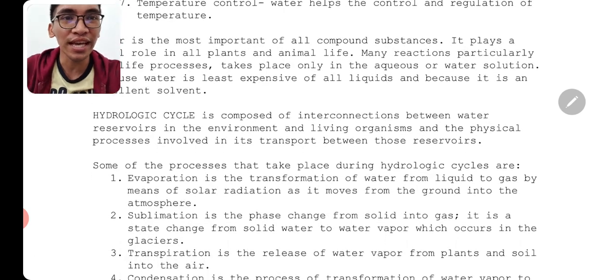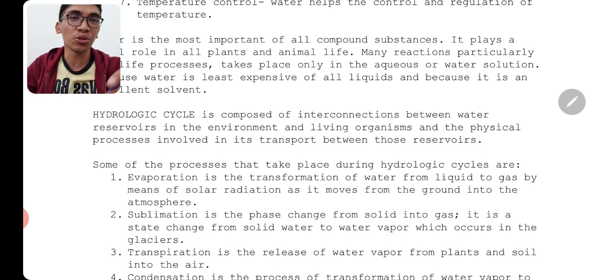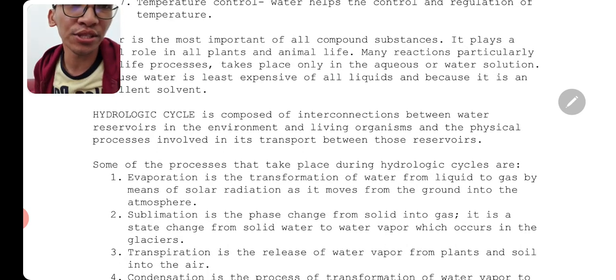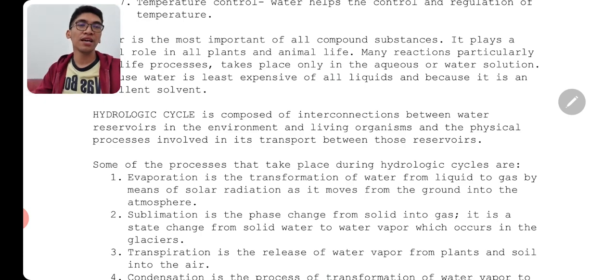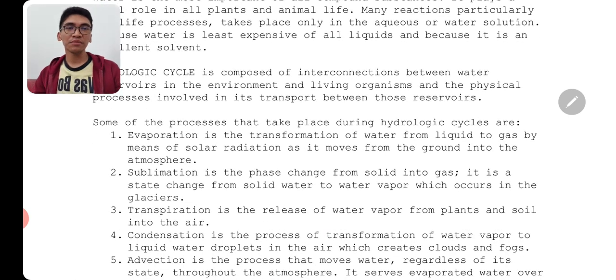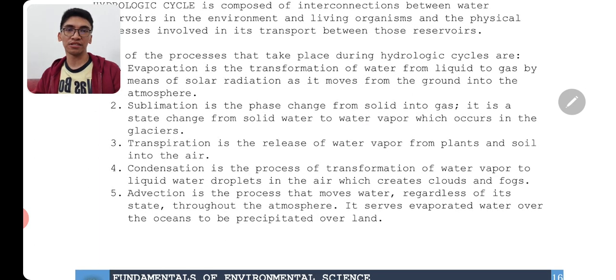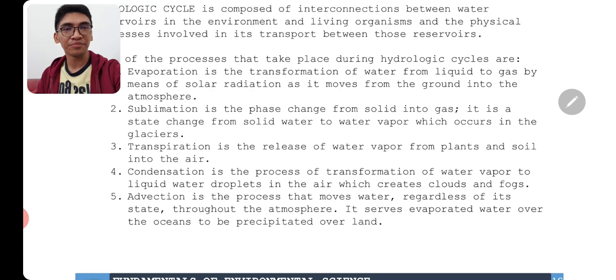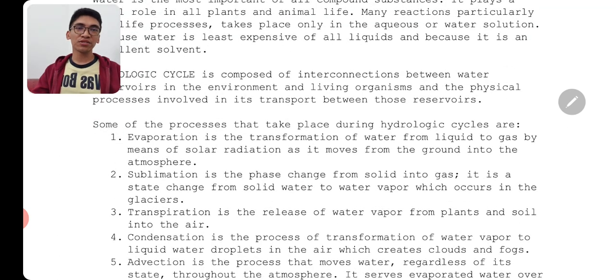So, hydrologic cycle is composed of interconnections between reservoirs in the environment and living organisms, and the physical processes involved in its transport between these reservoirs. Okay. Some of the processes that take place during the hydrologic cycle are evaporation, sublimation, transpiration, condensation, and advection. Yeah. Alright. So, ano ba itong mga things to remember natin dito?